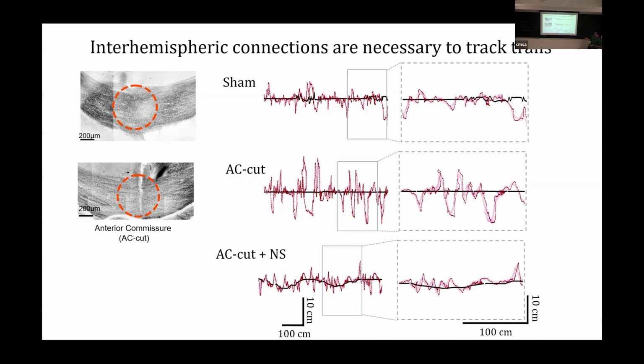These animals are surprisingly fairly good at following this trail. I mean, they still have larger deviations than sham, for example, but they can still follow the trail as opposed to the commissure-cut animals. So this was actually very cool. This is of potential interest to us, but I don't have a lot more mechanistic insight into this at this point.